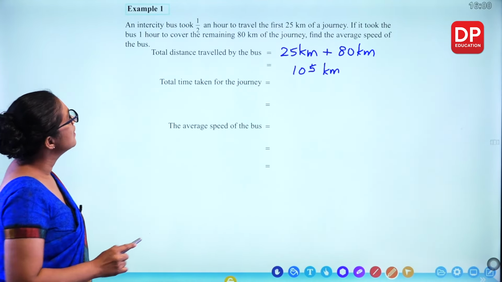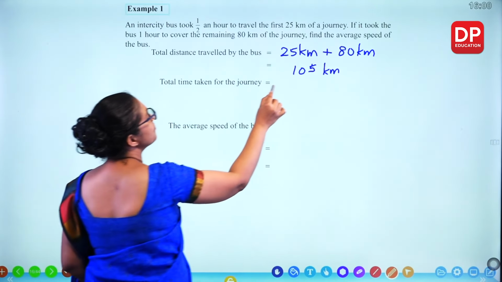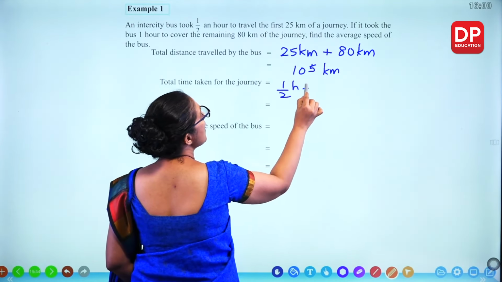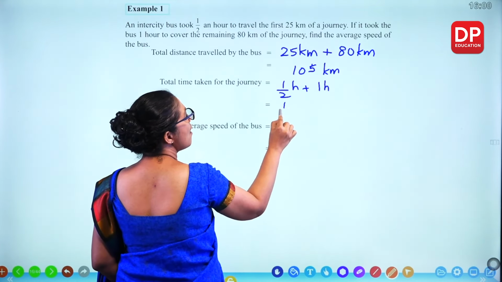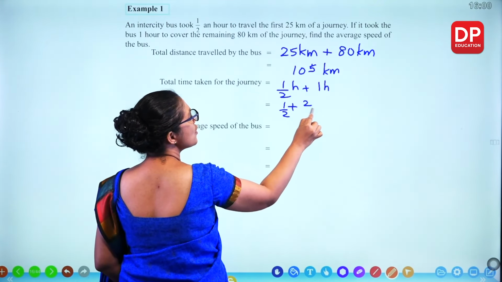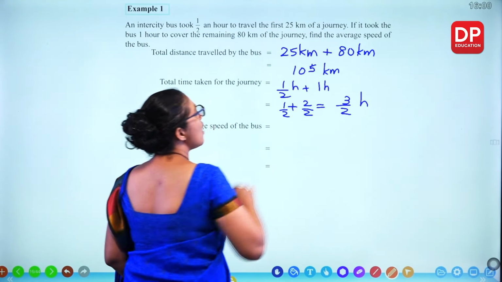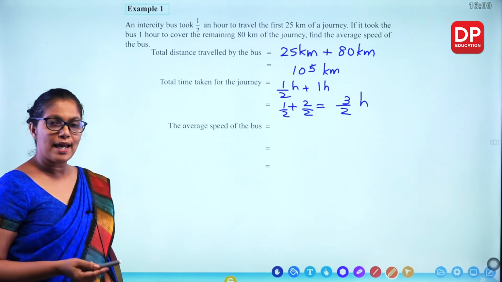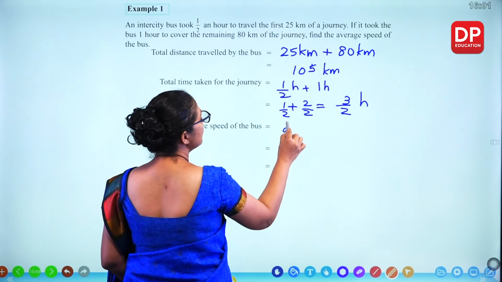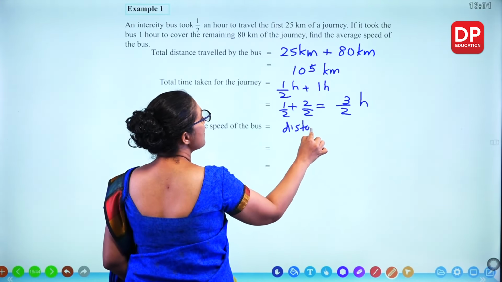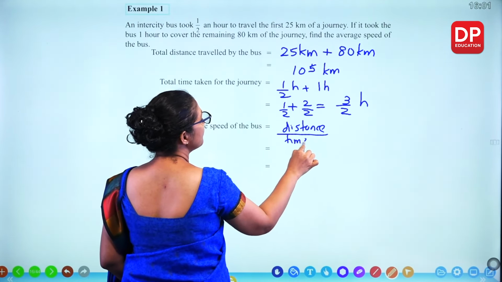Then total time taken for the journey. So first half an hour and then 1 hour. So half an hour plus 1 hour. So this is, we can write half plus 2 over 2. So 3 over 2 hours. Then how can we find out the average speed? Total distance divided by the time taken for traveling.